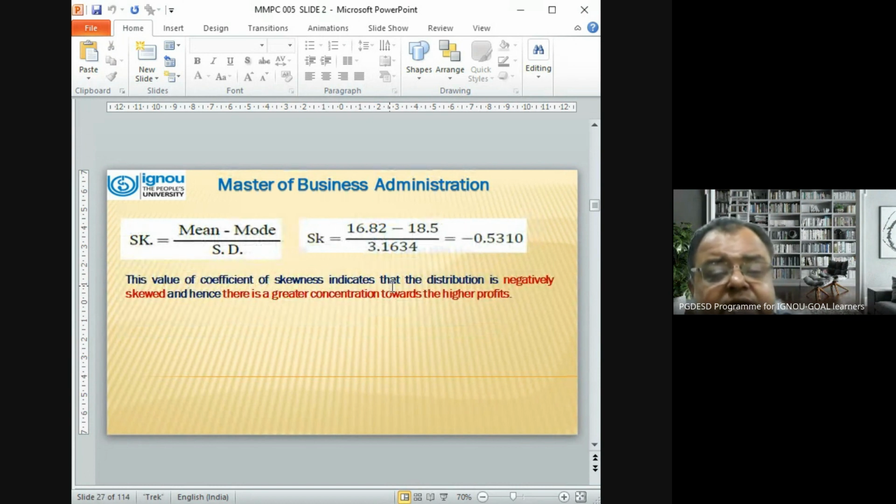Okay, Sk is equal to mean minus mode upon SD. So it comes out to be 16.82 minus 18.5 divided by 3.16, which is a negative value. This value of coefficient of skewness indicates that the distribution is negatively skewed, and hence there is a greater concentration towards the higher profits.